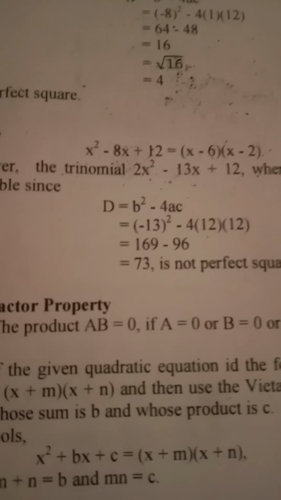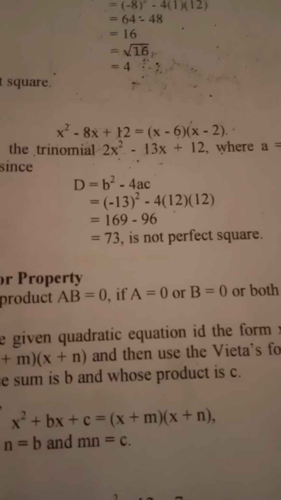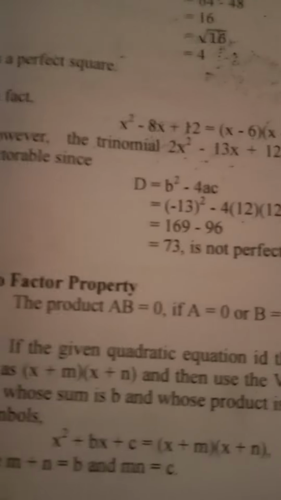We are done with identifying whether an equation is factorable or not factorable. Let's go to the zero factor property. The product ab is equal to 0 if a is equal to 0 or b is equal to 0, or both a and b are equal to 0.